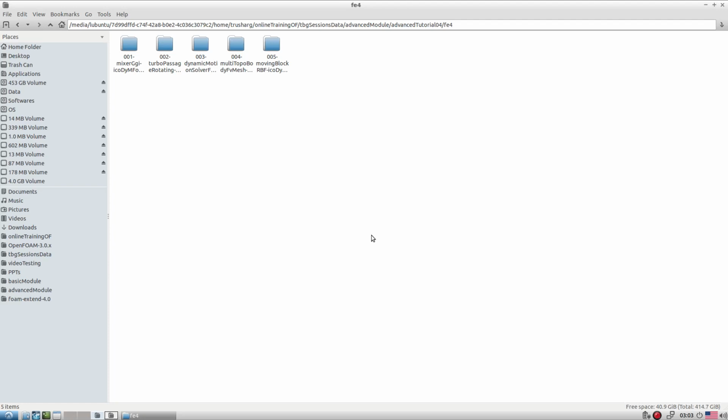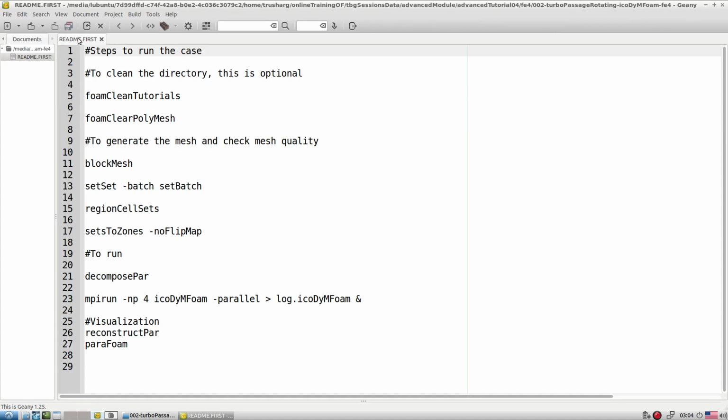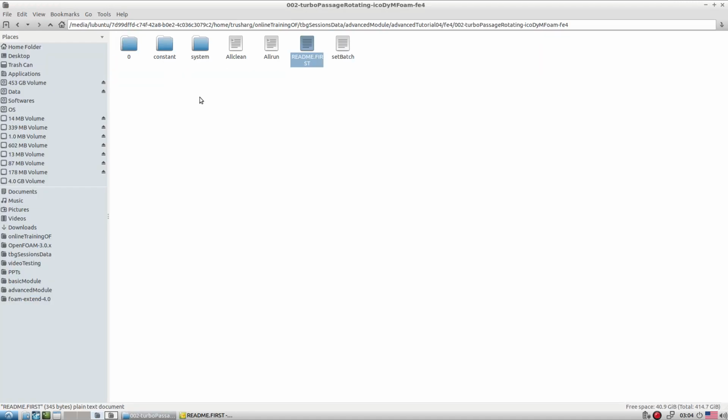Okay, so let's look at our next tutorial about the sliding mesh. So that is about the turbo pass rotating. Okay, so let's first look at the readme file. Okay, fine, just create the environment.